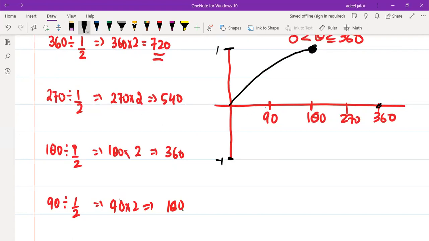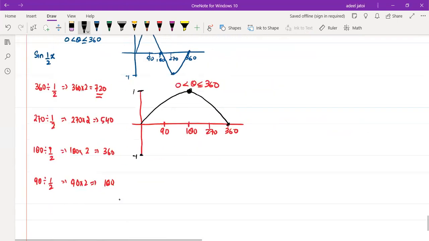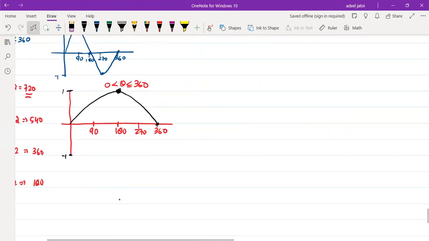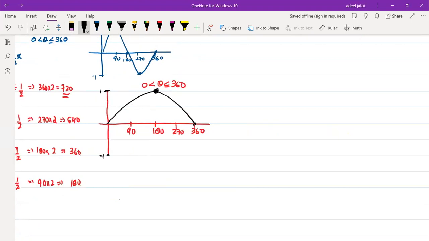This is just the upper curve of the sine. That means I have created half of the sine graph. Your maximum value was on 90. Now it is on what? 180. Your maximum value used to be on 90, right?